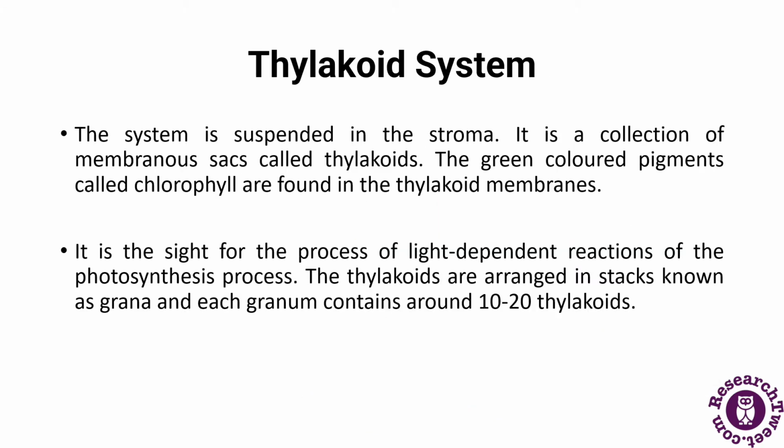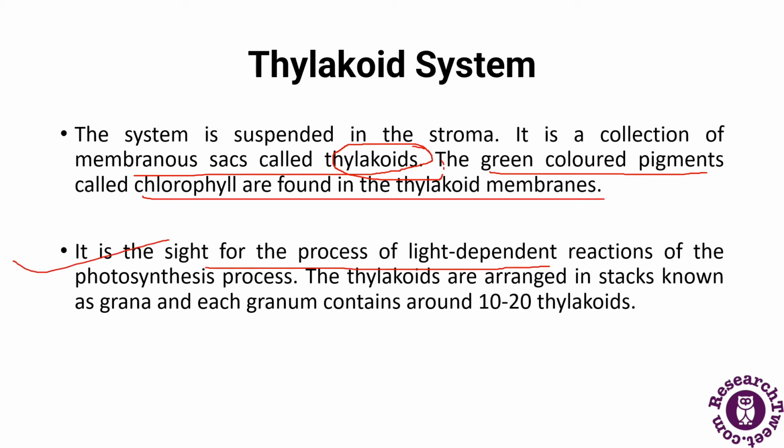Now the thylakoid system. The system which is suspended in the stroma is a collection of membranous sacs called thylakoids. The green colored pigments called chlorophyll are found in the thylakoid membranes. It is the site for the light dependent reactions of the photosynthesis process.